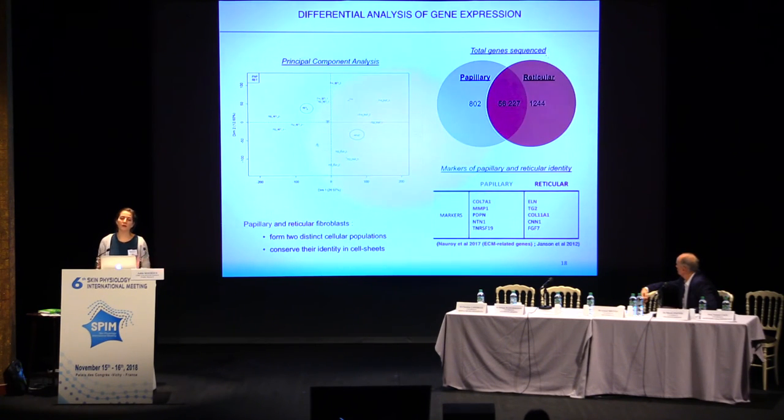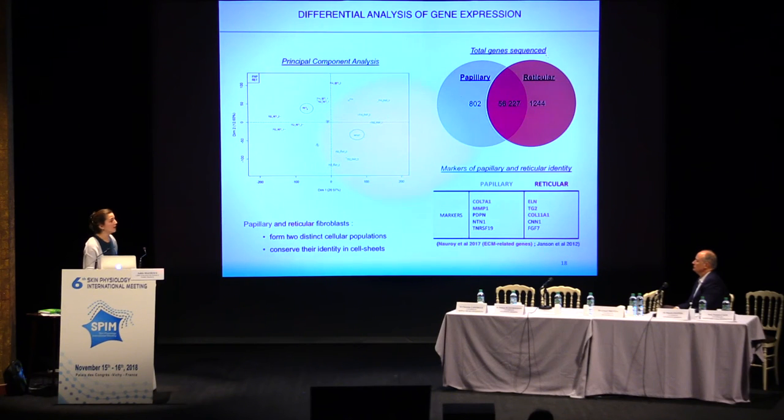So the first thing that we wanted to do is to make sure that in this culture condition, we still have two different populations of cells that keep their identity. To verify that, we did a principal component analysis, and we observed that the samples segregate into two main groups corresponding to papillary and reticular fibroblasts. We then defined the differentially expressed genes as the genes having a fold change superior to 1.5, with a p value that was significant.